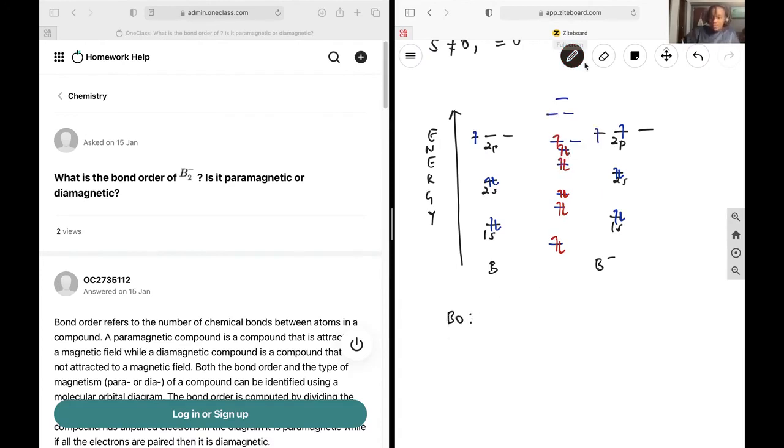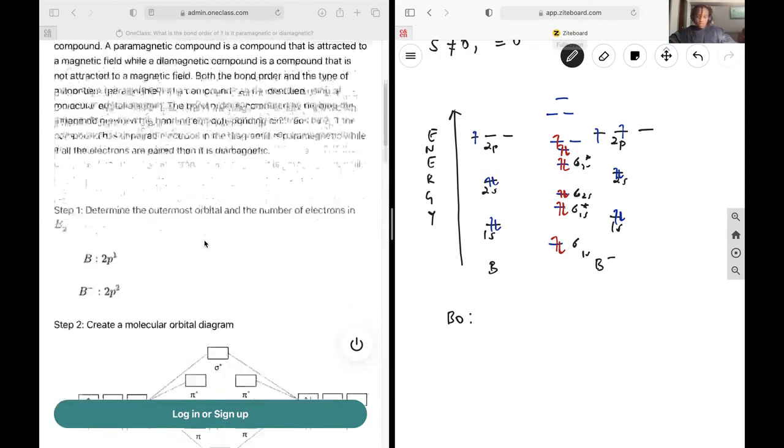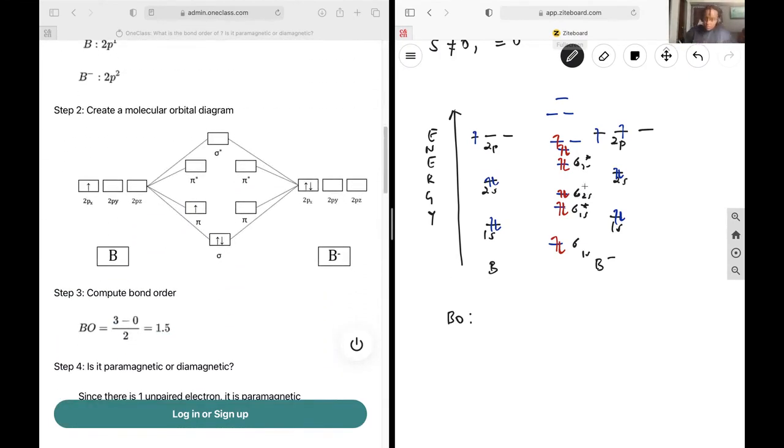Let's label these. So this is going to be a bonding sigma 1s, this is going to be an anti-bonding sigma 1s. Again, a bonding sigma 2s, anti-bonding sigma 2s. And then this one is going to be, again, a sigma 2p bonding and a bonding pi 2p.